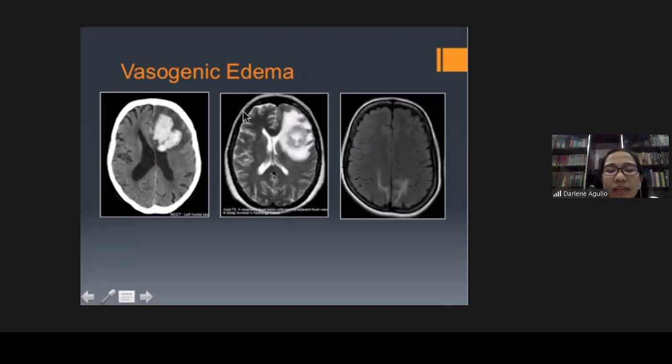So the second image, this is T2 MRI. Ang nakikita mong puti, hindi siya bone. That's fat. Bakit may fat? Sa diplo, meron tayong fat. So this is T2. This is T2 FLAIR.